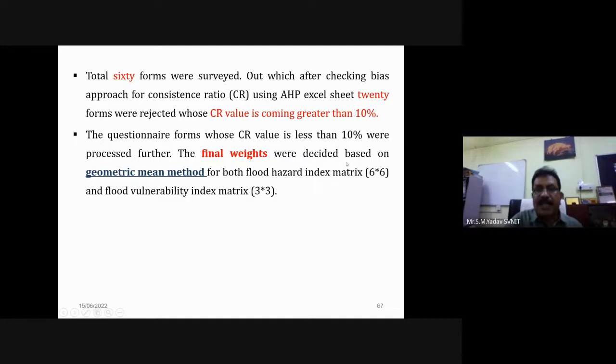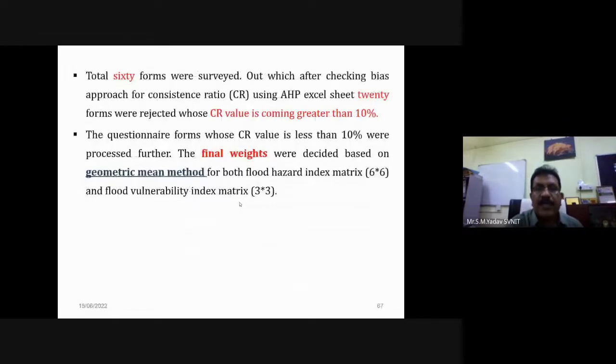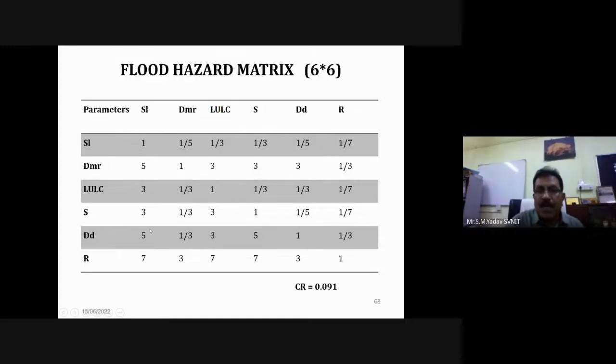The final weights were decided based on the geometric mean method for both flood hazard index matrix and flood vulnerability index matrix. Here, the final flood hazard matrix considers the survey forms, because the total 60 forms we have collected, out of the 60 forms, 20 were rejected. So we got 40 such tables. And out of these 40 tables, using the geometric mean method, the final weights are derived as shown in this particular table, wherein the CR ratio is 0.091.